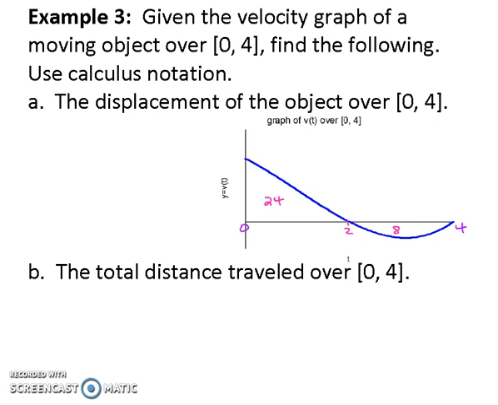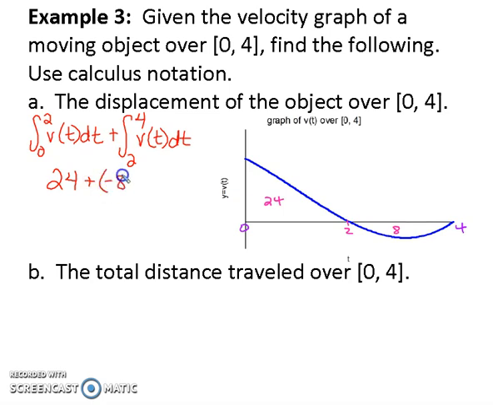So based on this velocity graph then, the first thing they want me to find again is the displacement over 0 to 4. So displacement, remember, is directional. So it would be the integral from 0 to 2 of our velocity function, because that's one amount, and then the integral from 2 to 4 of our velocity function. So the area from 0 to 2 is 24 units, and the area from 2 to 4, it's 8, but it's below the x-axis. So the displacement would be -8 there. So that tells us that our displacement is a total of 16 units.